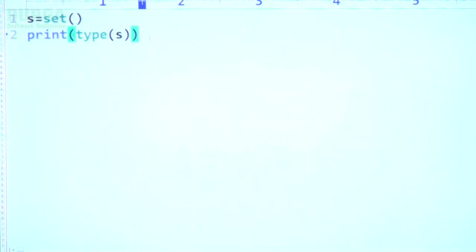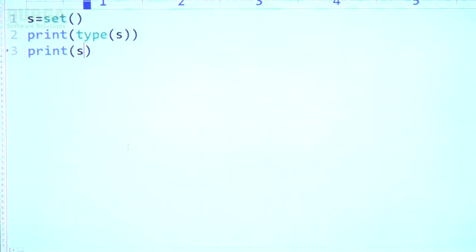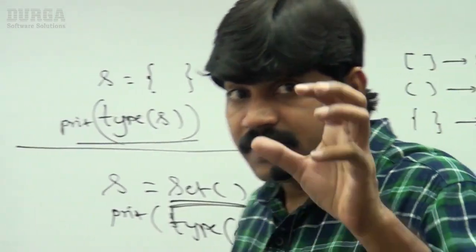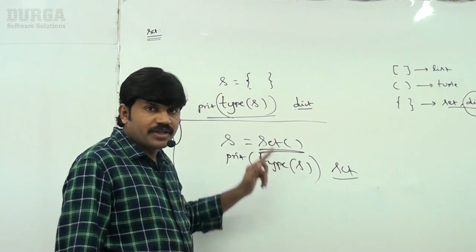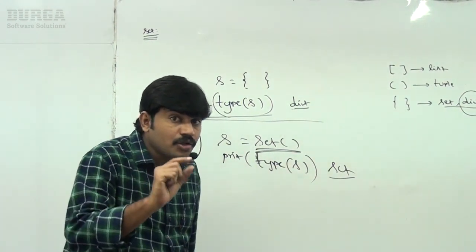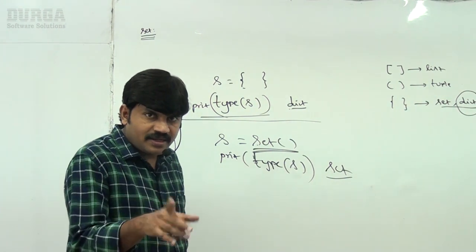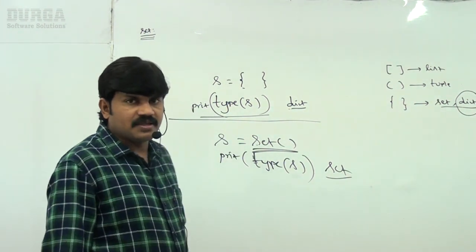Sir, that's all. Let me print the content. What is the content there? Nothing. Empty, sir. How is it going to be represented? Empty set only. Empty content, empty set only. Remember that. So, how can you create an empty set? There is a special arrangement available. Set function we are required to call. You can't use just a curly brace open and close. Is it clear, right?